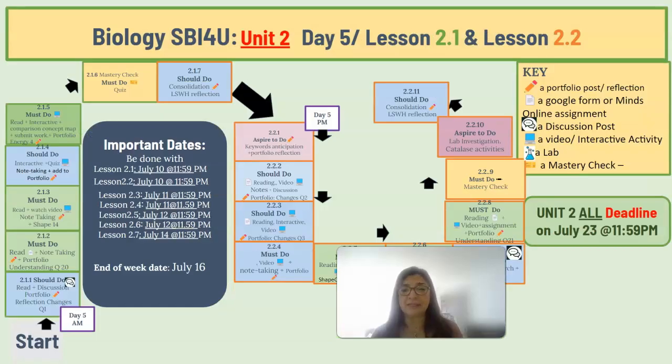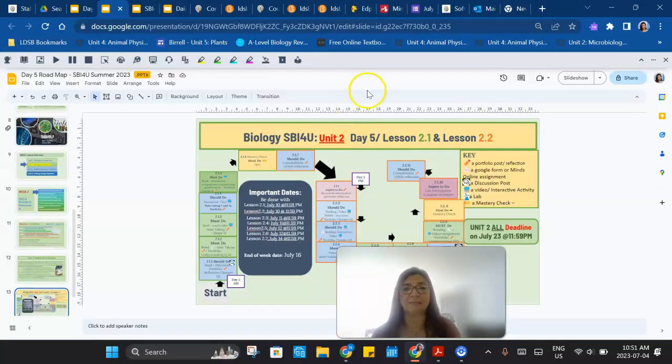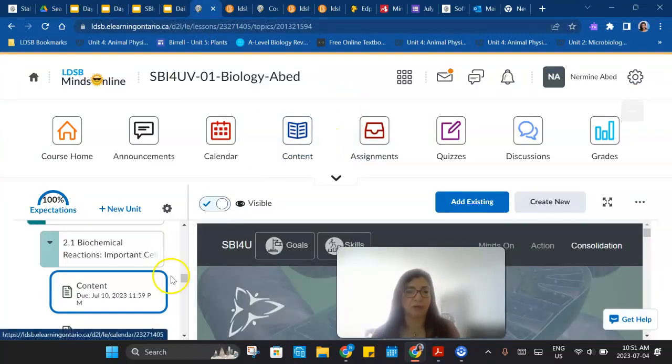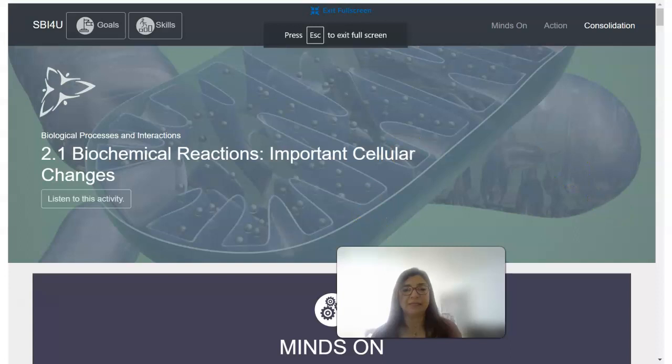As you can see in this unit, tasks are less but deeper. So this is our game board. Print it out, use it as your checklist. And let's see our learning. What are we going to be learning today? So as you can see, this is the first lesson, biochemical reactions, important cellular changes. Actually, important cellular changes is an explanation of what we mean by biochemical reactions.